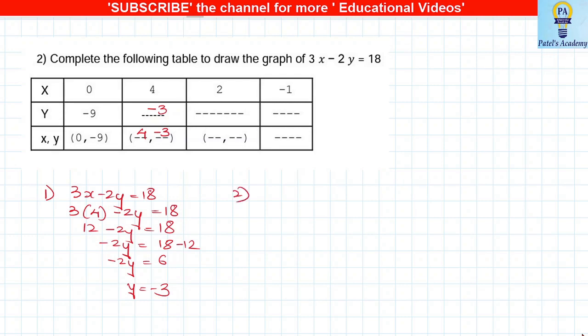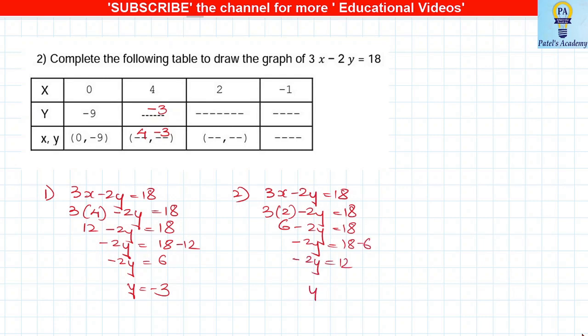Again the same thing, 3x minus 2y equals 18. Here you are putting x as 2. 3 into 2 minus 2y equals 18. 6 minus 2y equals 18. Minus 2y equals 18 minus 6. Minus 2y equals 12. So y equals minus 6. So we got y as minus 6. So the point is 2 comma minus 6.